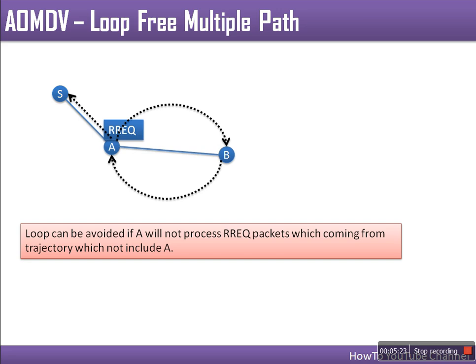So how can this be avoided? This can be avoided if every node accepts a route request packet only from a path, or trajectory, which does not include that node itself. If we look here, this route request packet passed from A to B and then again to A. So A will simply not entertain this packet because it is coming from a trajectory which already includes node A. We will see how this is achieved in AOMDV routing. So this is the first thing.